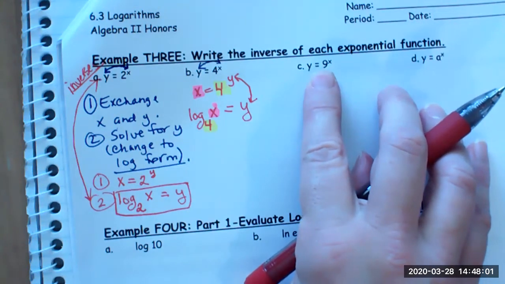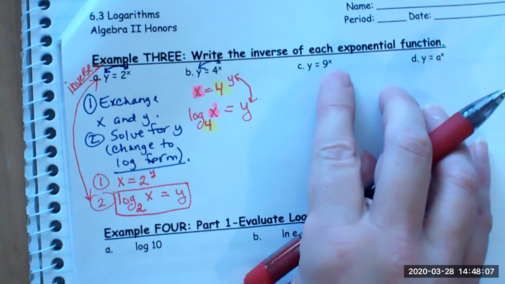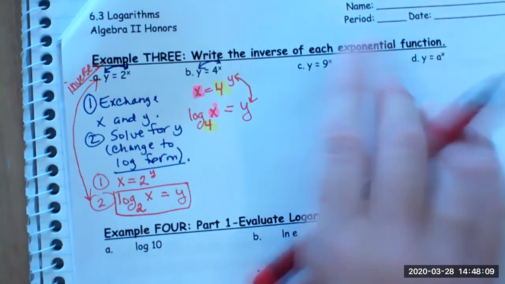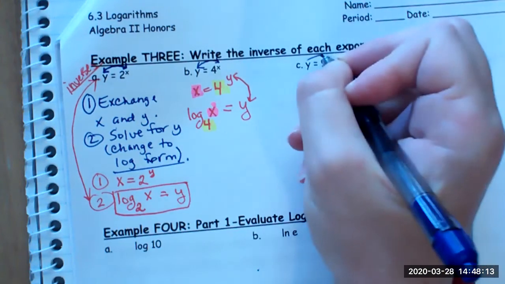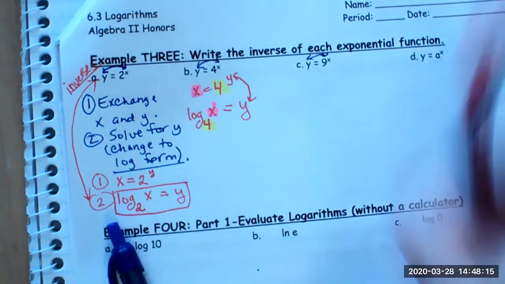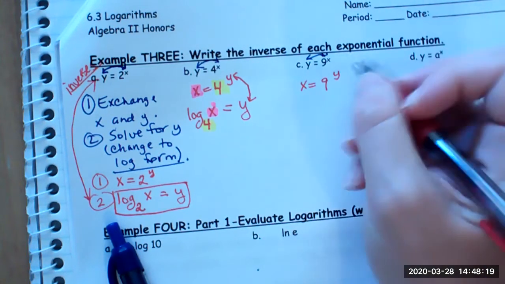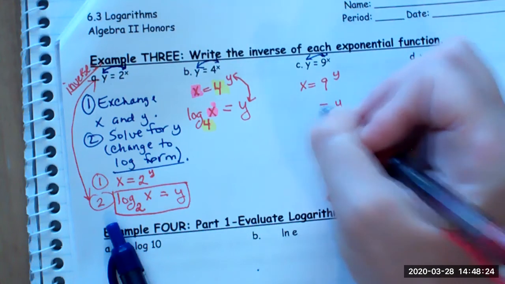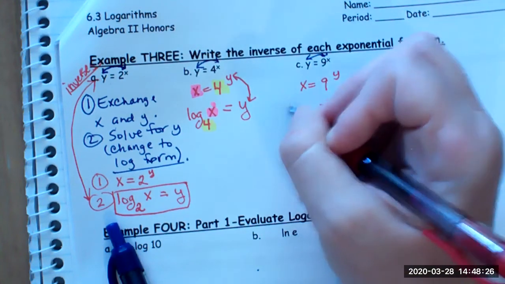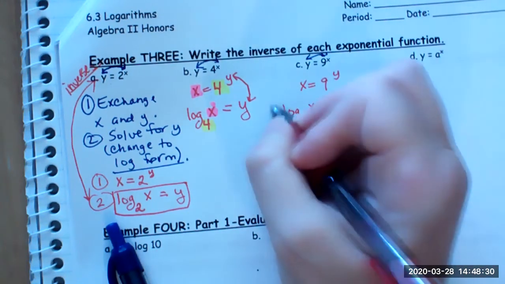Okay. So we have y equals 9 to the x. Again, I want to exchange x and y. So I'm going to exchange x and y. So I'll put the x over here and the y over here. And then solving for y is a matter of just putting it into logarithmic form. Log base 9 of x equals y.